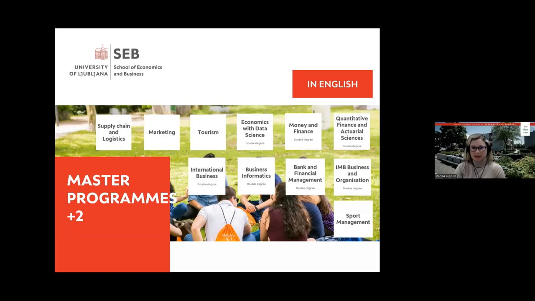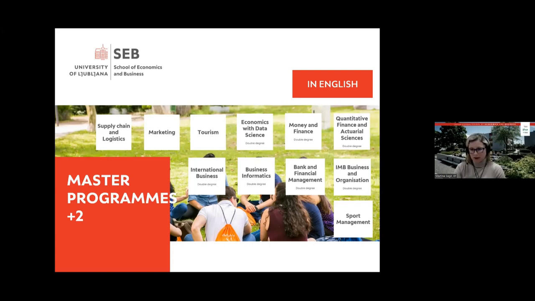I will move now to our master programs. So our master programs, as you can see here on the slides, we have many programs for different areas. And I advise you that you check directly on our webpage for the courses that are designed for each program. We have more business-oriented programs like Master in Supply Chain and Logistics, or Master in Marketing, or Master in International Business and Business Informatics. These programs are designed for business-oriented students.